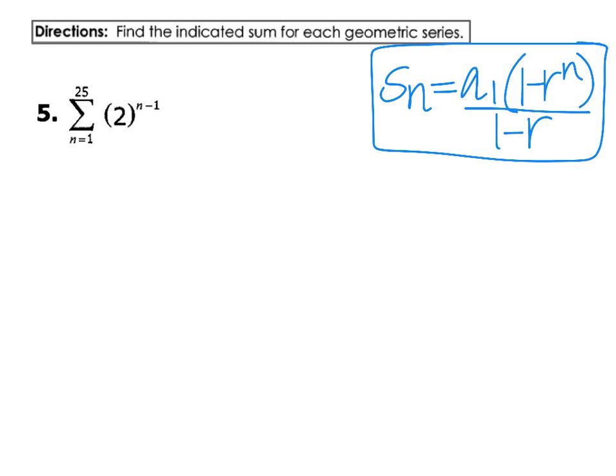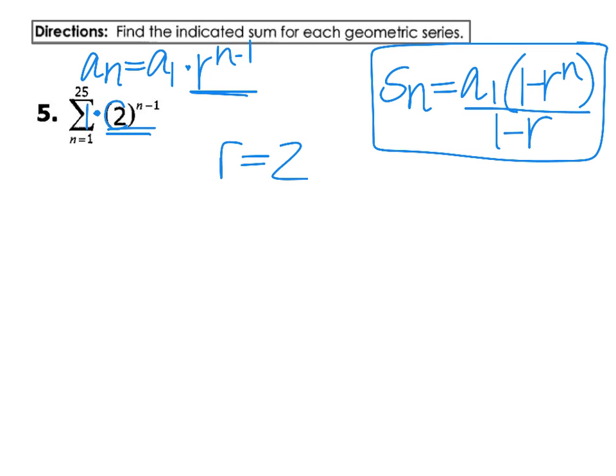All right, number 5. Number 5 looks a little different because it's written in summation notation. When we have a geometric series written in summation notation, it's actually much easier for us, because it's still written in the form that we learned last time. It's in the form a sub n equals the first term times r to the n minus 1. We can see this right here is our r to the n minus 1, and there's an invisible 1 times this in front, so our first term is just 1. So we can easily identify that our r is 2. This is always our r. Our first term is 1.